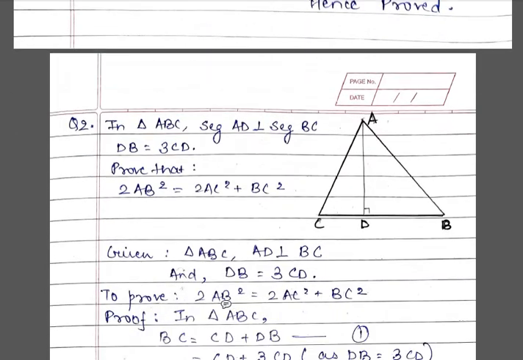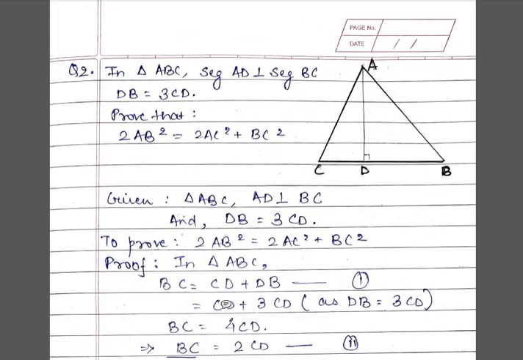Question number 2. In question number 2, it says that there is a triangle ABC as shown in the figure, and segment AD is perpendicular to BC again. Also it is given that DB, which is the small part at the bottom, you can see, is 3 times of CD. मतलब अगर for example CD is 1, then DB is 3. If CD is 2, DB is 6. So DB is 3 times that of CD. I have to prove that 2AB square is 2AC square plus BC square.